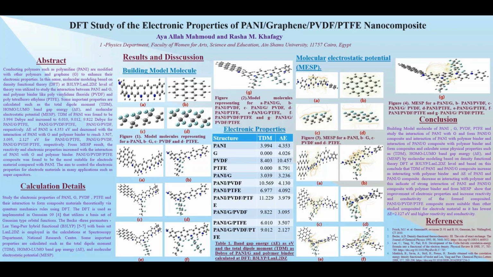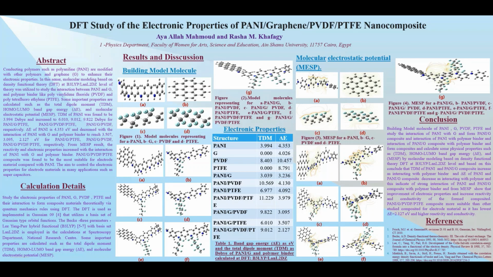The band gap energy of polyaniline is 4.35 electron volts and decreased with the interaction of polyaniline, graphene, and polymer binder to reach 3.5, 3.0, and 2.1 electron volts for the polyaniline-graphene-PTFE composite, the polyaniline-graphene-PVDF composite, and the polyaniline-graphene-PVDF-PTFE composite, respectively.